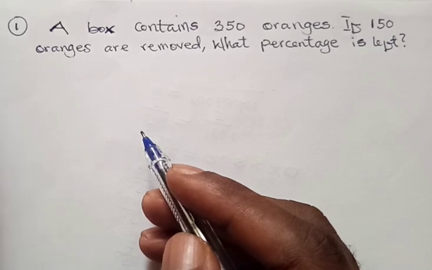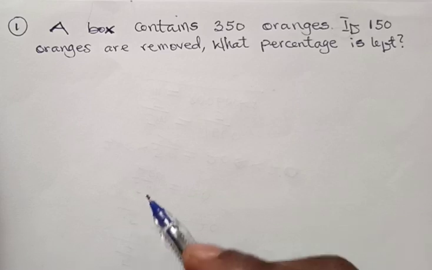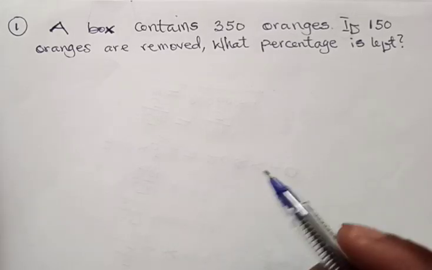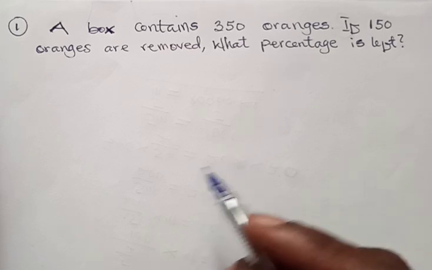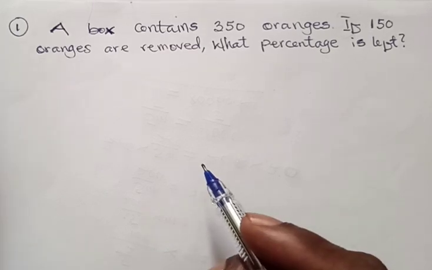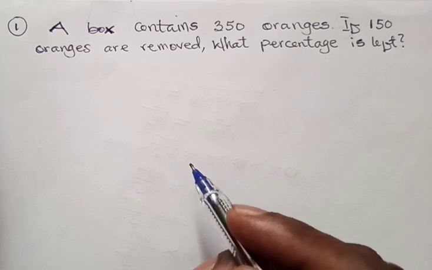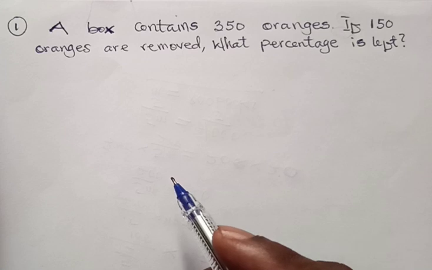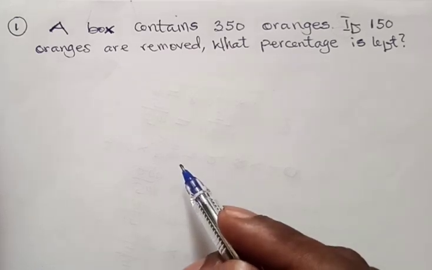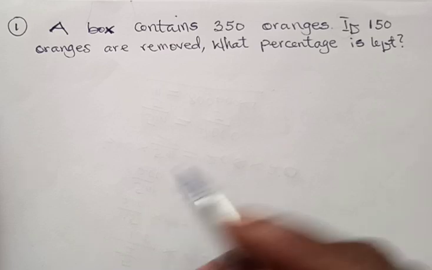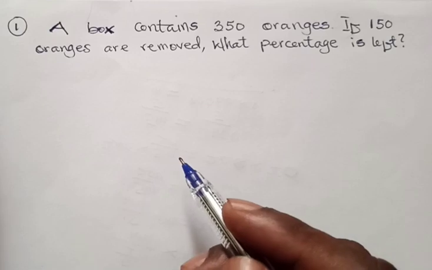So this one is also very basic. This time we are looking at the percentage, what percentage is left. So before that, we need to know what is left. In total we have 350 oranges, and we have taken away 150. So we look for what is left. After that, we find what percentage makes that number of oranges what is left.